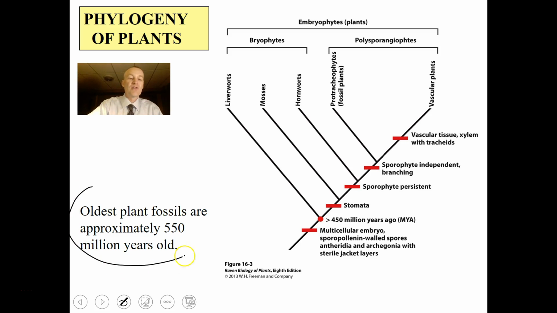So our oldest fossils to date are about 550 million years old. At least that's what makes it into our modern textbooks. Maybe it's a little bit older than that. It seems like we discover new fossils all the time. So plants have been around for a pretty long time.